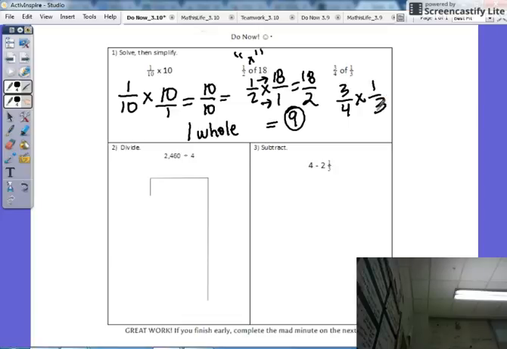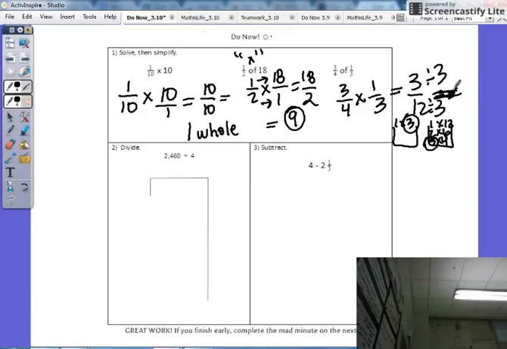3 over 4 of 1 over 3rd. We know of is multiplication. We're going to multiply straight across. 3 times 1 is 3, and 4 times 3 is 12. 3 over 12 can be simplified, and we can do our grocery bag. We know 1 is the only number that can go into 3 because it's prime. 1 times 12, 2 times 6, and 3 times 4. We see that 3 is a common factor in both. So now our answer should have been 1 over 4.